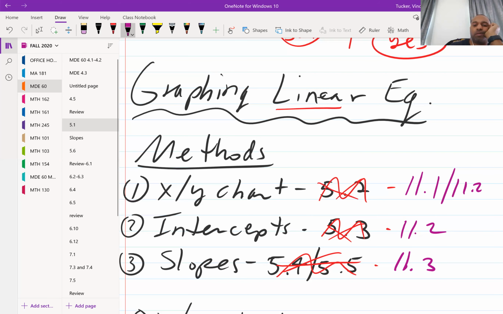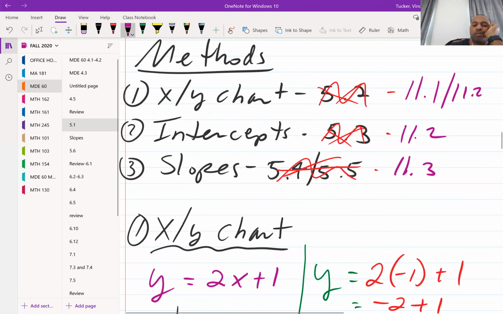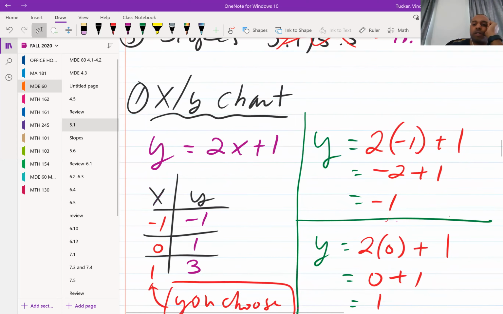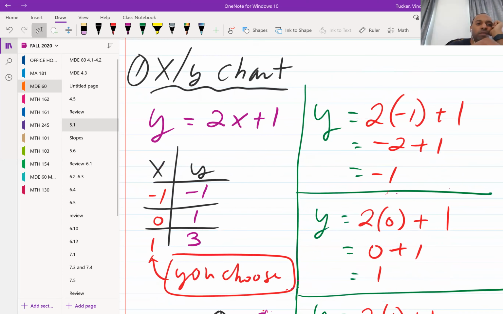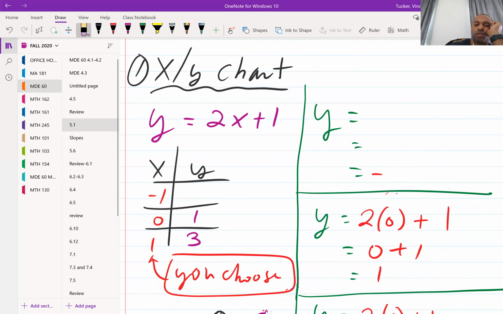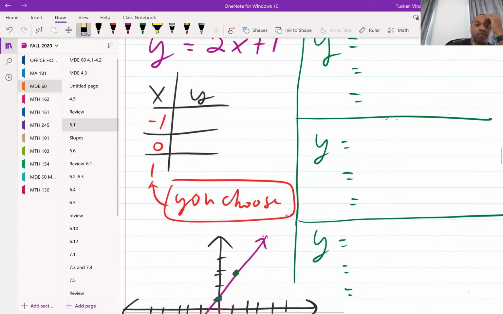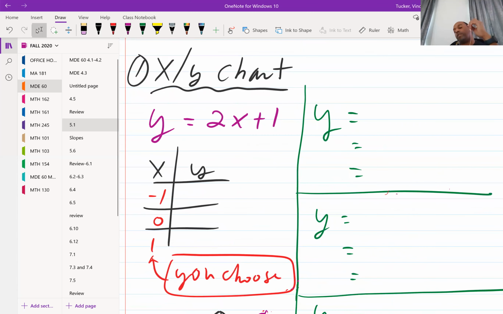All right. So let's at least look at the first method today. We might be able to do intercepts as well. So let me erase this stuff. All right. So first method, create an XY chart.